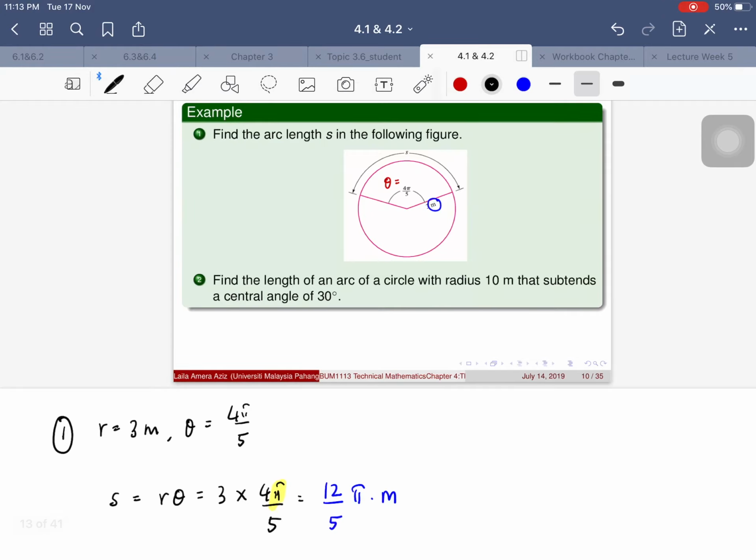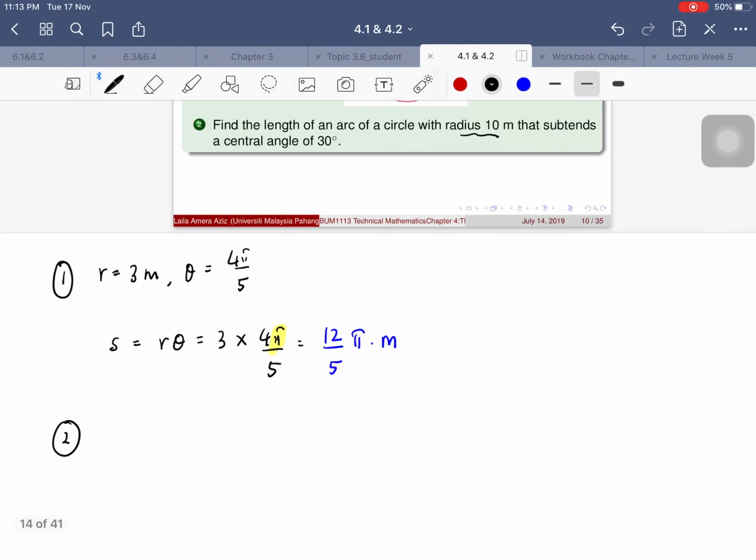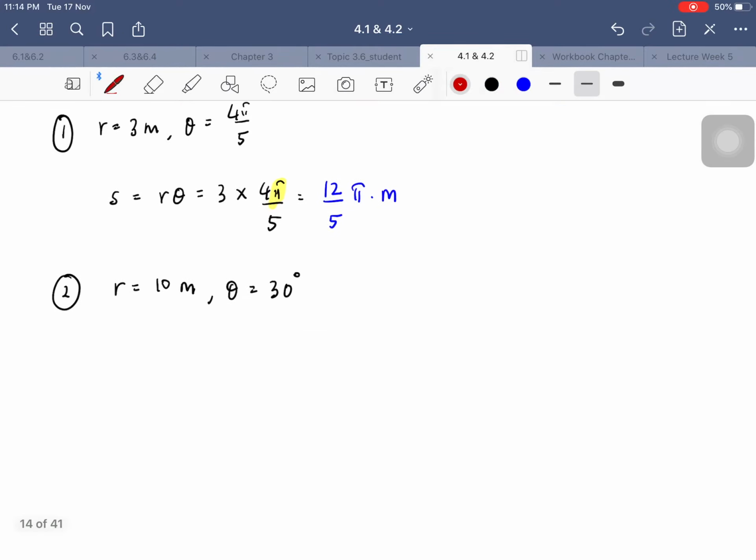So we're going to find the length of an arc of a circle with radius 10 meters. So that is the first information that we have, which is radius is going to equal 10 meters. That subtends a central angle of 30 degree. So here, the second information is that theta is going to equal 30 degree. However, as I mentioned to you before, when your theta is not in terms of radian, change it first to be in terms of radian.